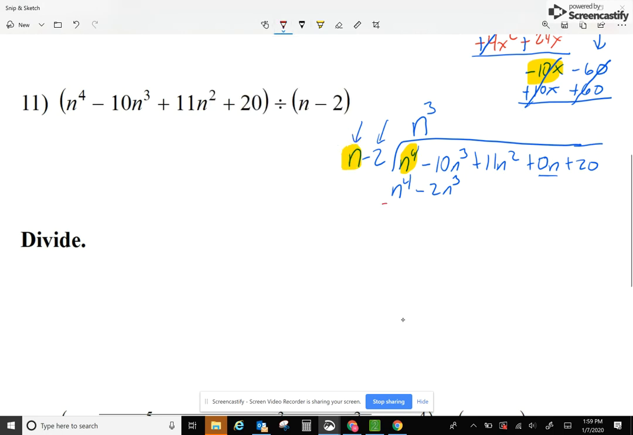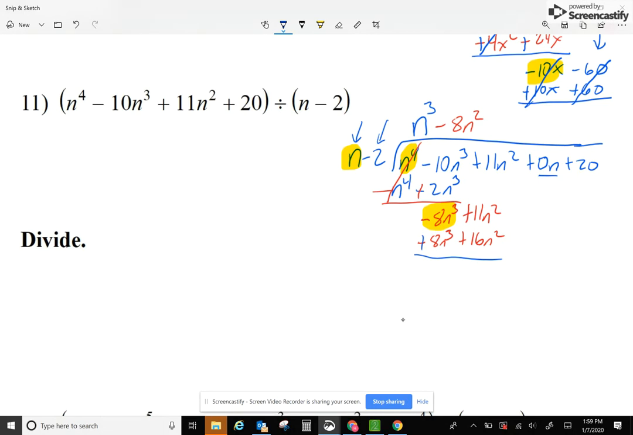Now I'm going to draw my line. I'm going to switch my signs. First term should cancel out. So here I get negative 8n to the third plus 11n squared. I'm going to divide the first term on the inside with the first term on the outside. Negative 8n to the third divided by n. That gives me negative 8n to the second. Multiply negative 8n to the second to the two terms on the outside. That gives me negative 8n to the third plus 16n to the second.